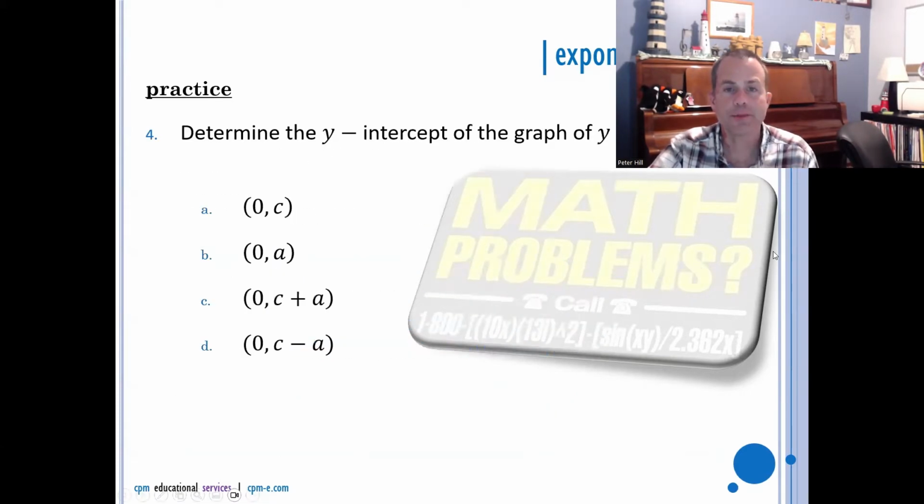Awesome. Determine the y-intercept of the graph of y equals a b to the x plus c. So again, I'm just plugging 0 in for x. If I plug 0 in for x, b to the 0 is 1. So then I'm left with a plus c, which would be the answer c.